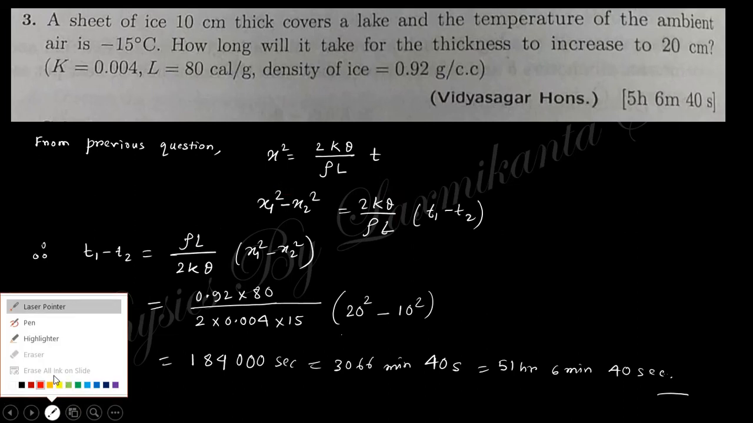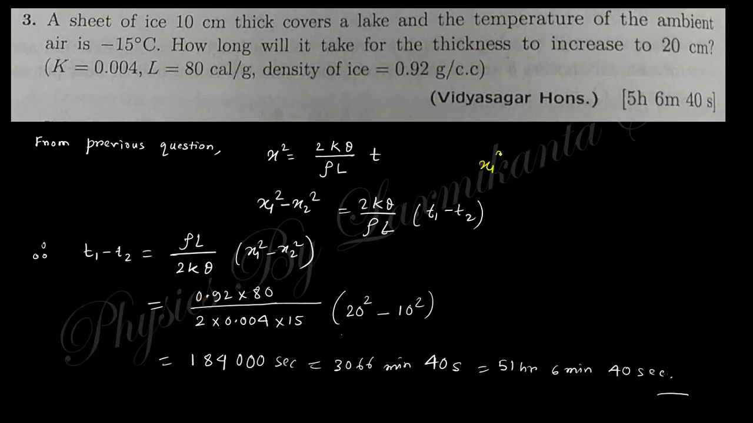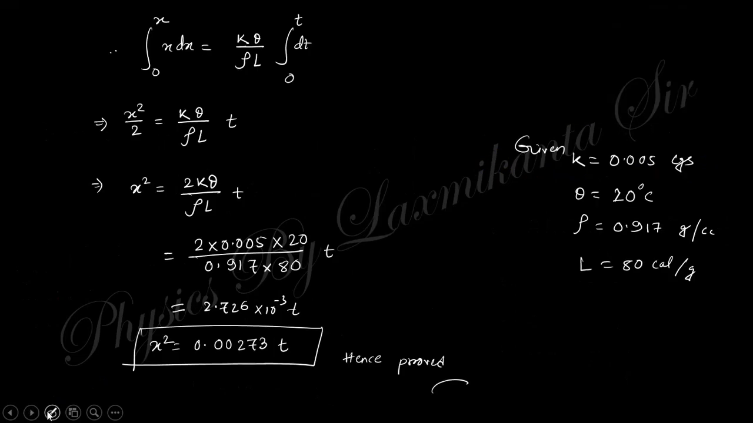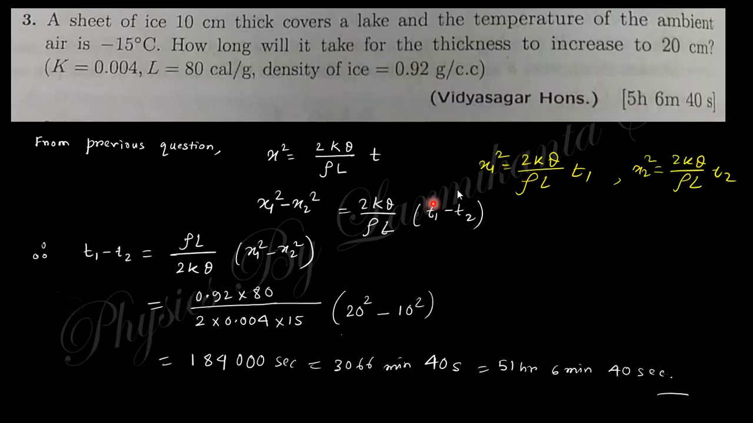That means x1 square equals 2kθ by ρL times t1, and x2 square equals 2kθ by ρL times t2, right? Now just subtract these two, and you will get this equation. You need to find this time separation, the time required. So the time separation will be like that.